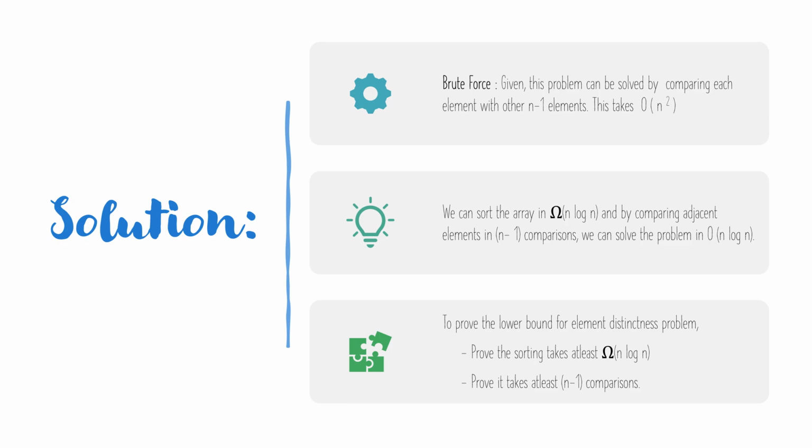So to prove the lower bound, I'm going to prove the lower bound for sorting, that sorting takes at least n log n time, and we need at least n minus 1 comparisons to show that all elements are distinct. So I'm going to do it in two steps. Together I'm going to say that I need at least n log n time for the element distinctness problem.